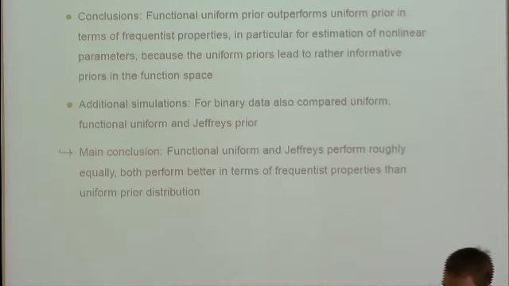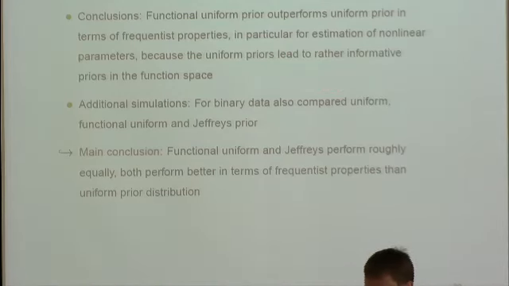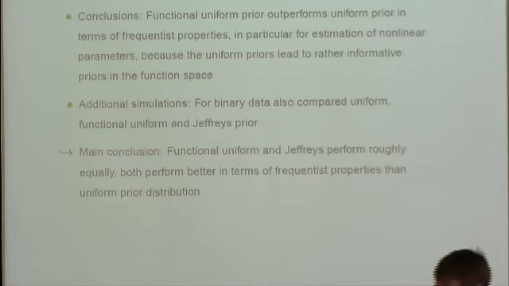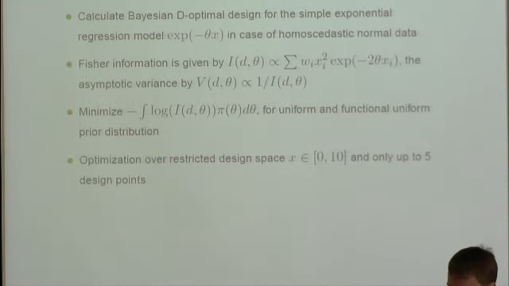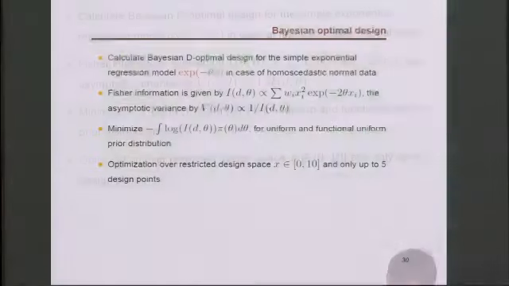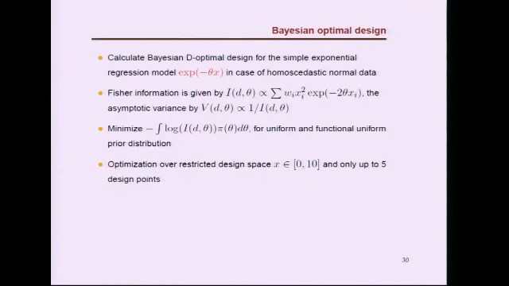I also looked at other simulations, for example, for binary data. I also compared it to the Jeffreys prior, and in this case, the functional uniform and the Jeffreys prior performed roughly equally well, but they both perform better than the uniform prior distribution. So this is the last example.